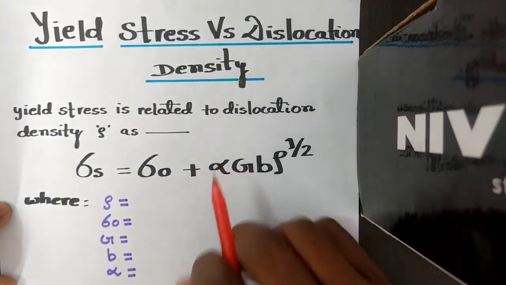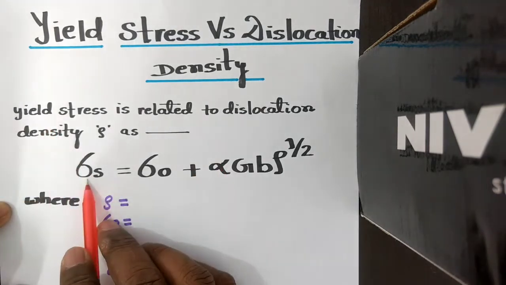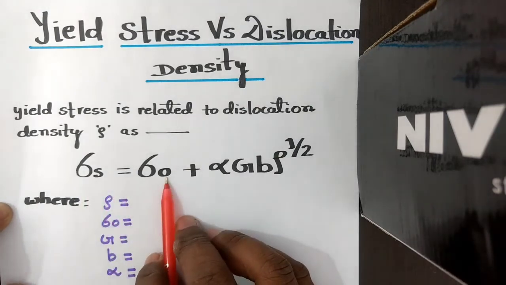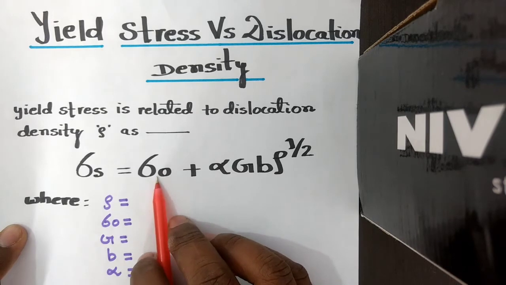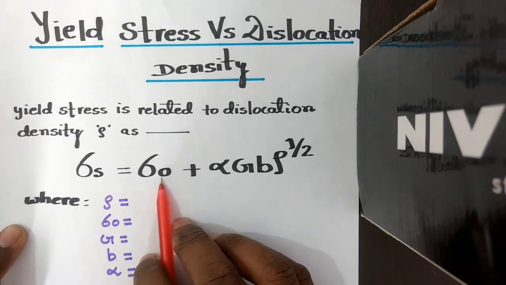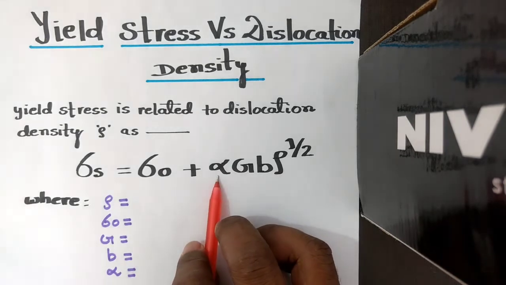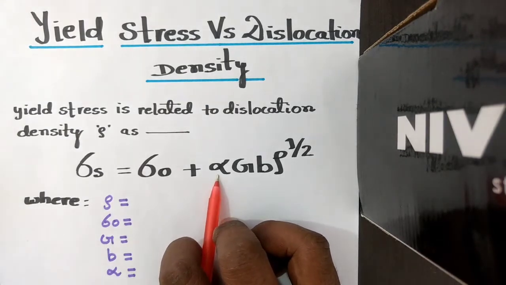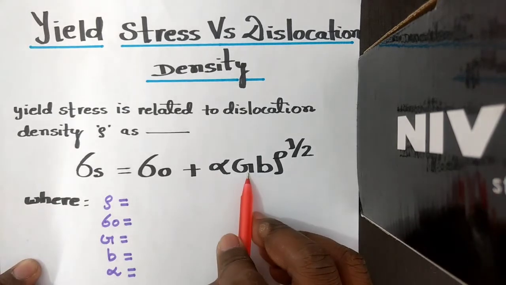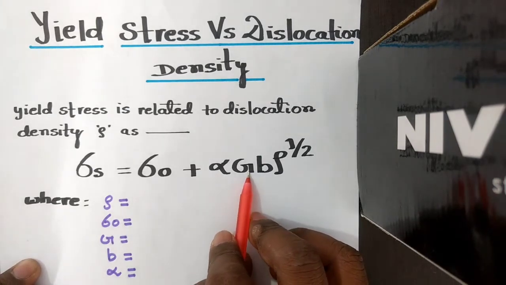So this is our yield stress. This sigma naught is the friction stress, and this is the overall resistance of the crystal lattice to dislocation motion. This alpha is a constant, and its value varies from 0.3 to 0.6.